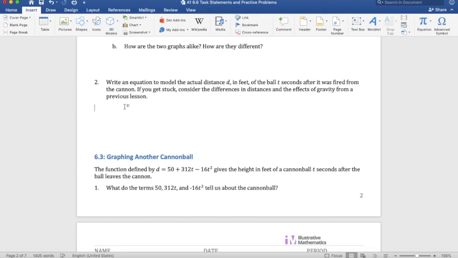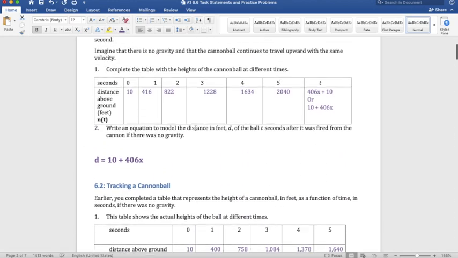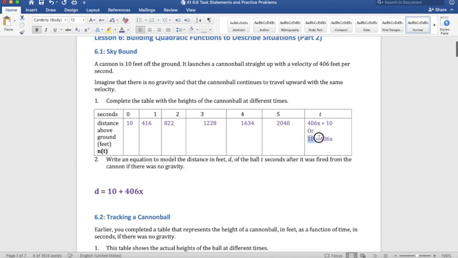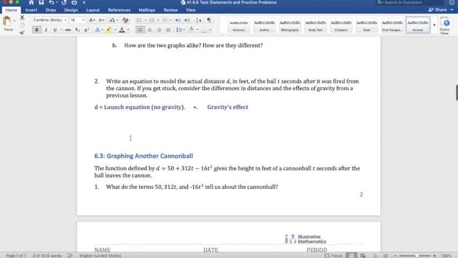We're not going to actually work on writing the equation. We are going to think about what the equation is. So the equation, D, is going to be sort of a combination of all of these things. It's going to be a combination of the launch equation with no gravity plus the gravity's effect. So basically, what was our first equation we dealt with? Our first equation was 10 plus 406x. D equals 10 plus 406x.